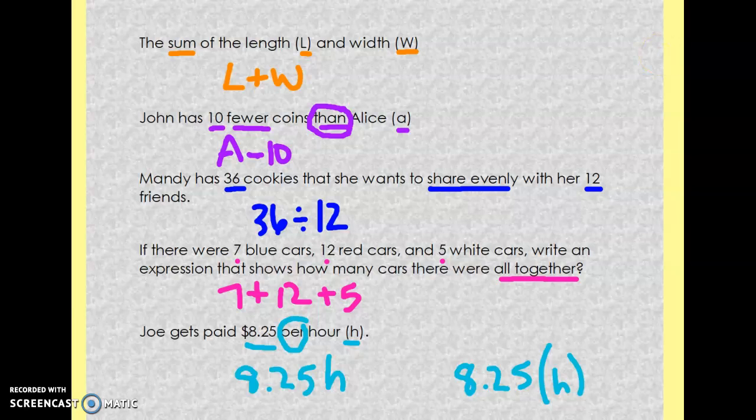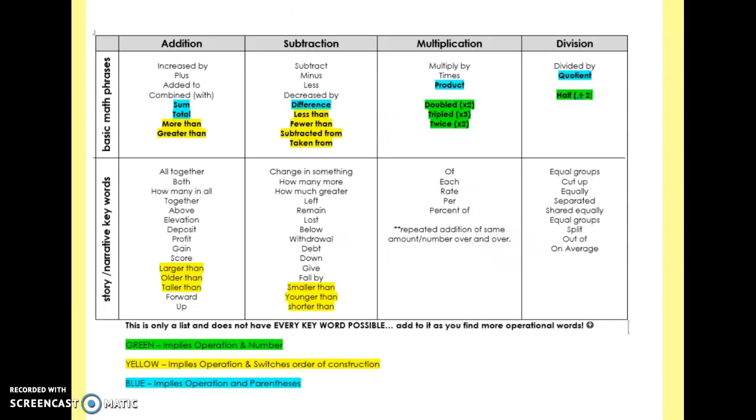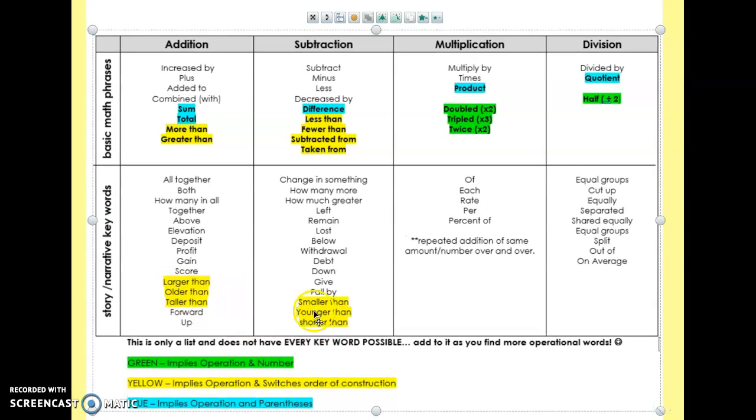So, all right, hopefully this is helpful to kind of take a look at how we can use expressions to represent things going on in your everyday life. I'm going to go ahead and flip to the next screen. And here is that keyword chart updated a little bit here with some yellow terms on the bottom. And this idea of that repeated addition is multiplication.